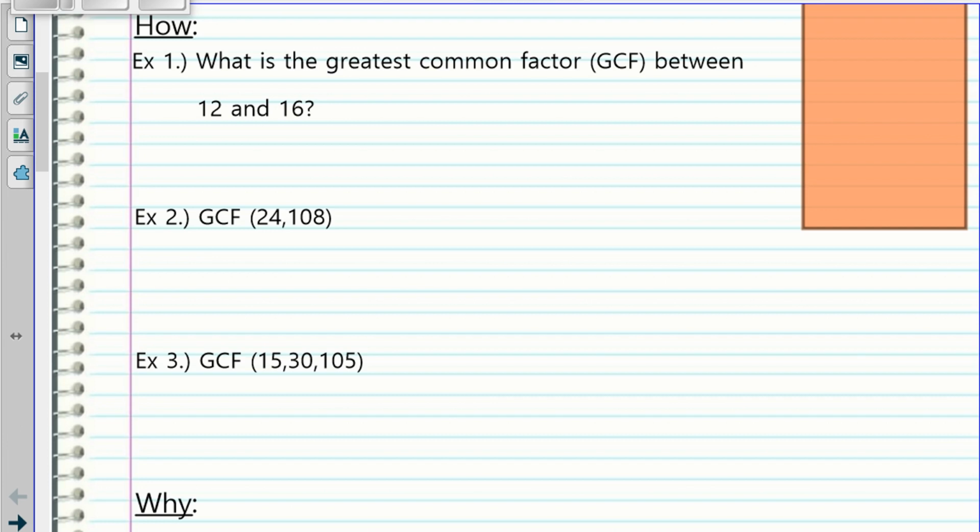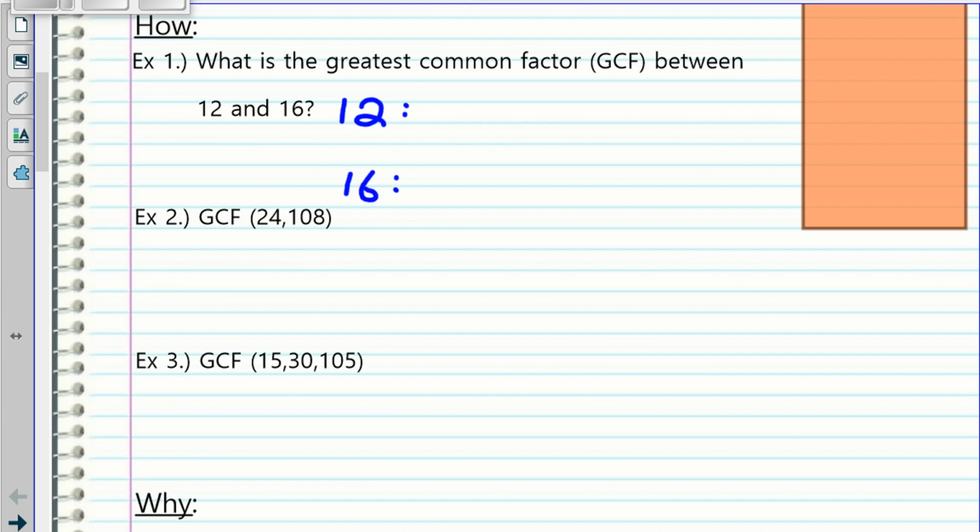So right now I'm going to show you the greatest common factor between 12 and 16. There are 2 methods to this. You could do the prime factorization. In class, we are going to lean towards the double rainbow method, let's just call it that. So here we have 12 and 16.